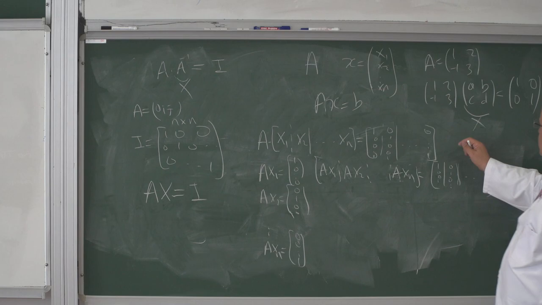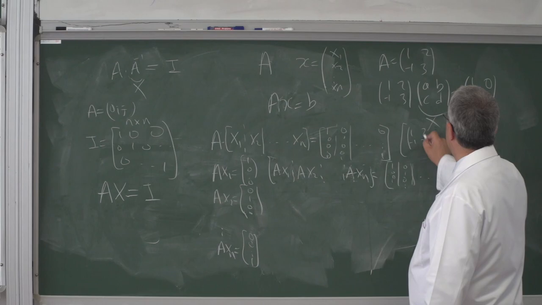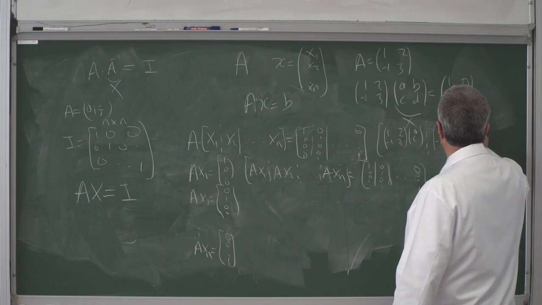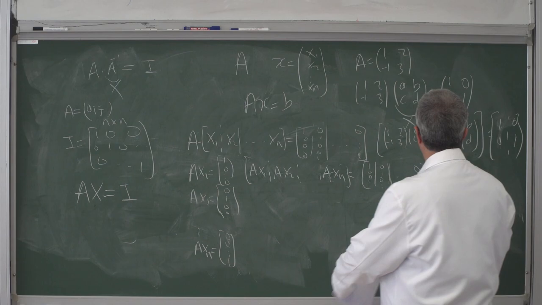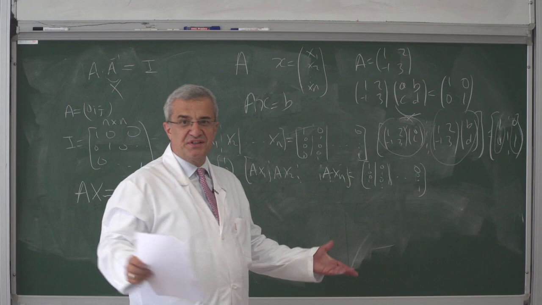So what I did here is, let me write this as follows. This can be written as 1, 2, minus 1, 3 times AC. This is the first column of the multiplied matrix. 1, 2, minus 1, 3 times BD is equal to 1, 0, 0, 1. Okay? So I have here, this has to be equal to that. This has to be equal to that, right? Now is it clear to everybody?